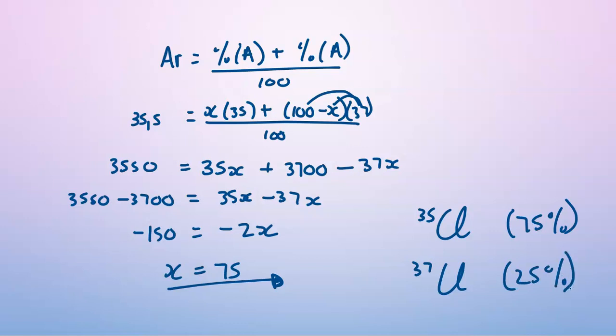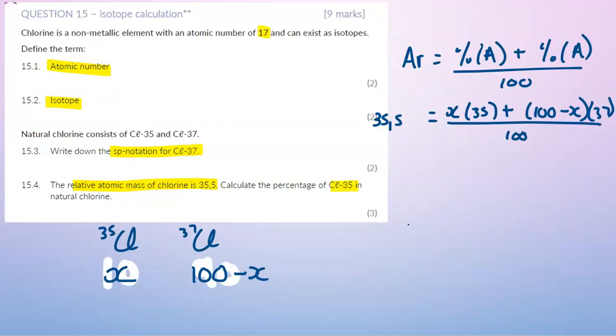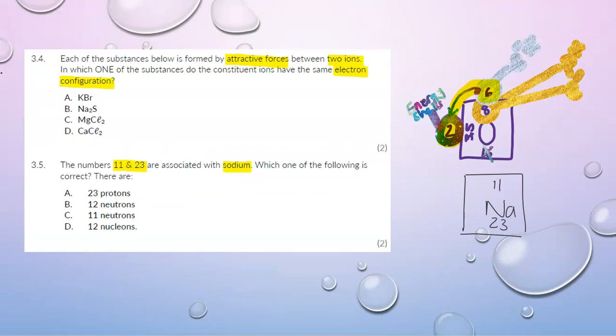So the moral of this question is just to show you that even if you don't know exactly how to answer the question, if it is about isotopes, just write down the formula for isotopes and do any substitution that you possibly can. And if they don't give you percentages, you're going to have to make up your own percentages by using x.